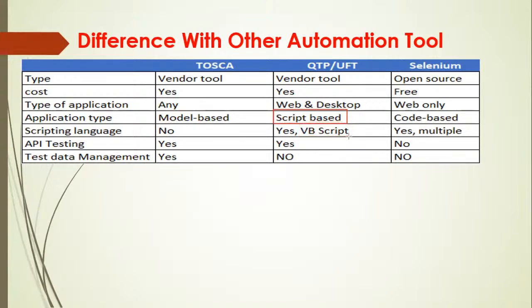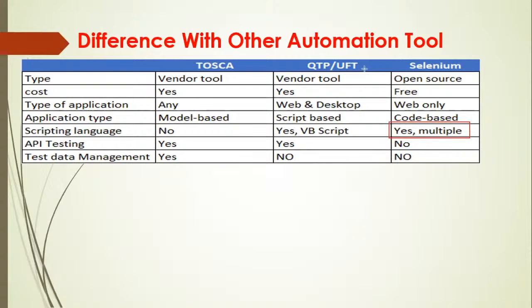And coming to Selenium, it is code-based, team. Here you have to learn programming language basics. It could be Python, Java or C Sharp, depending upon the project category. If the project is built in Java, then you have to learn the basics of Java. If the project is built in Python, then you have to learn the basics of Python.